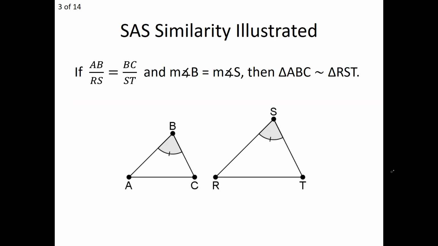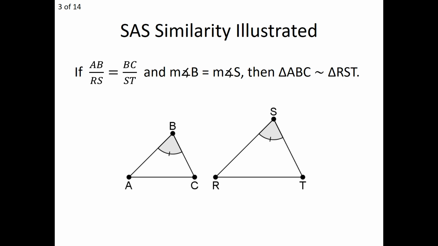Let's illustrate this. So let's say we have these two triangles, ABC and RST. If we know that two sides of one triangle are proportional to two sides of another, in other words, AB over RS is equal to BC over ST, and we know the included angles, because we're working with the angles that are sandwiched between our proportional sides, then we may conclude that these two triangles are in fact similar.